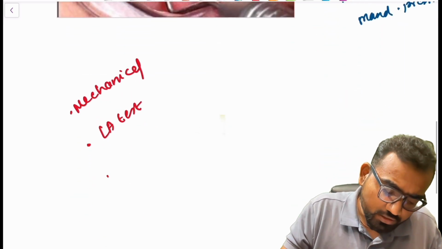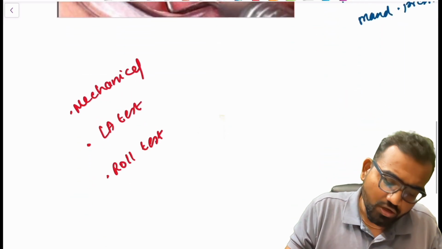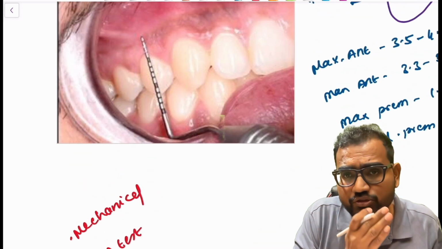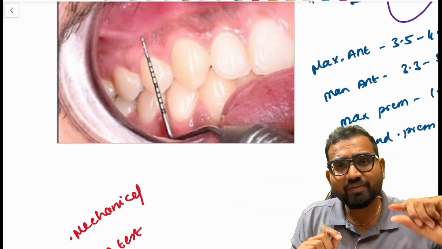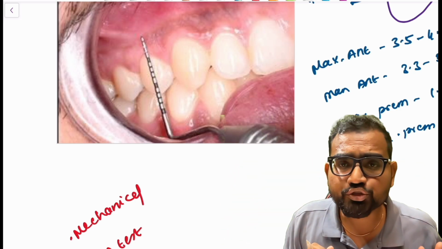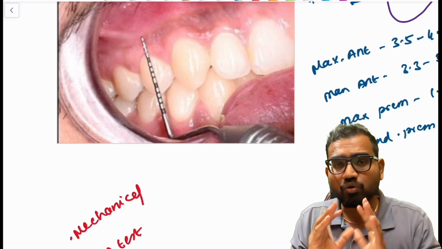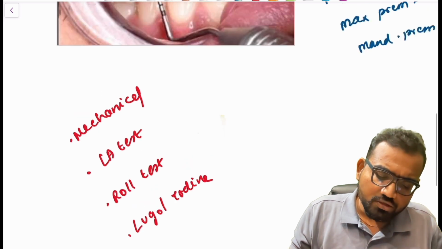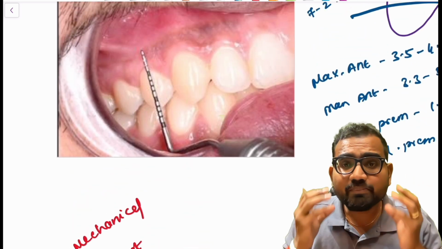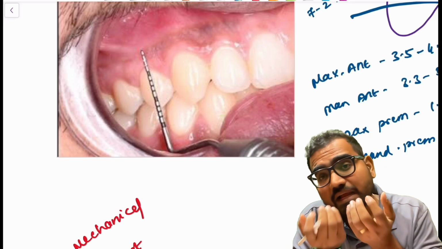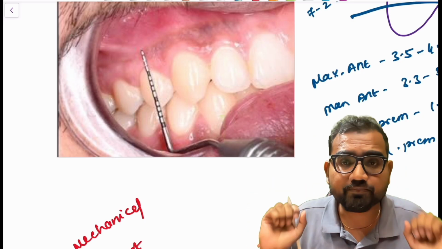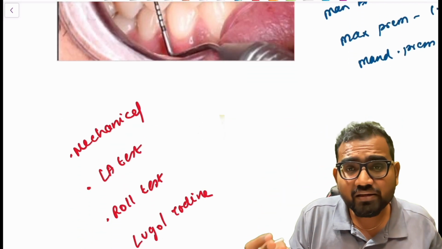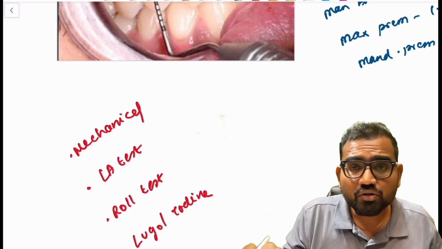The next test will be the roll test. So I'm keeping a blunt instrument and I'm running it from the alveolar mucosa coronally towards the attached gingiva. The point where the instrument stops rotating is the apical portion of the width of attached gingiva. Okay, roll method. The next one will be Lugol's iodine test. So the alveolar mucosa will be rich in glycogen content, so it will take up the stain, whereas the attached gingiva will not take up the stain. Lugol's iodine test. Okay, so till now we saw mechanical, LA, roll test and Lugol's iodine test.